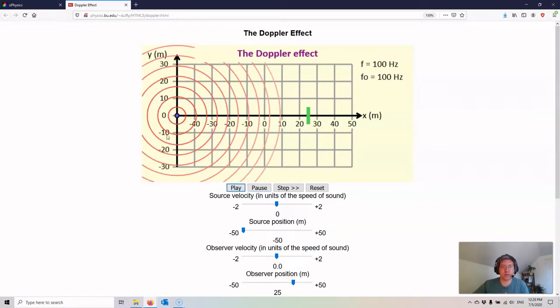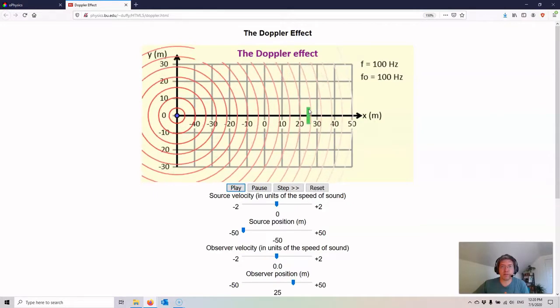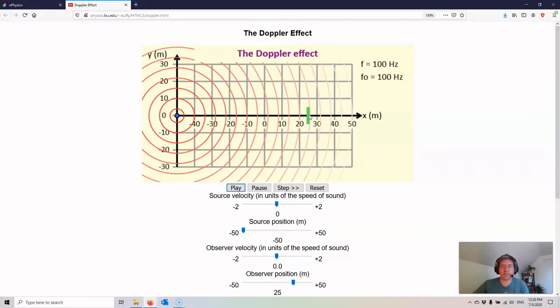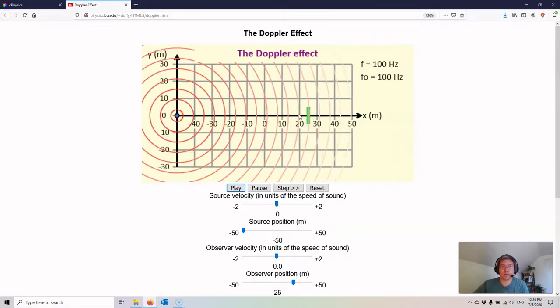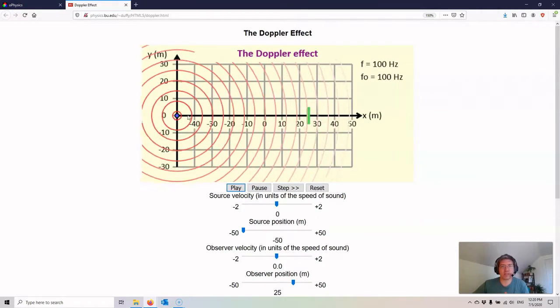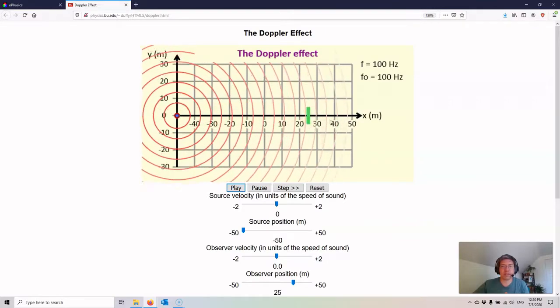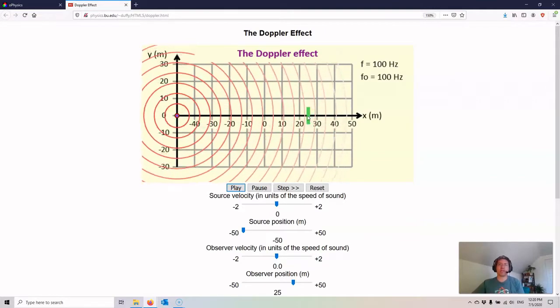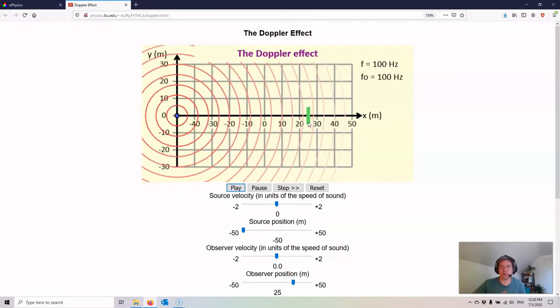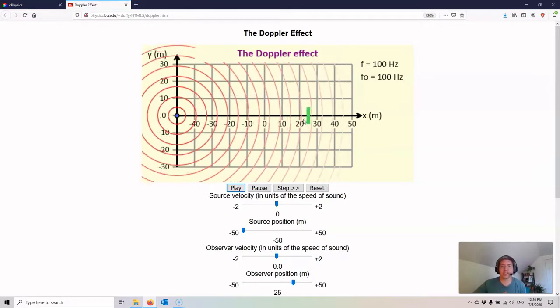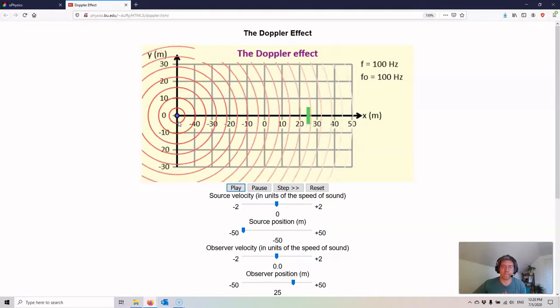So this just keeps emitting, and if you're a receiver stationed here, represented by this green bar, then those waves will reach you. And if this thing creates 100 wave crests per second, 100 hertz, then 100 wave crests per second are going to reach you. So you hear exactly the pitch that the source is emitting, or you see exactly the light at that frequency at which the source is emitting.